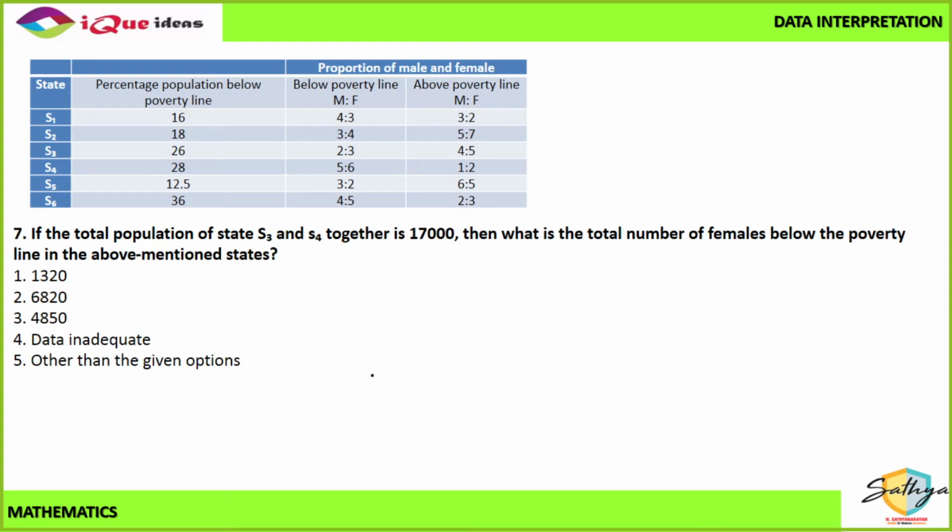Now, if the total population of S3 and S4 is 17,000, then what is the total number of females below the poverty line in these two states? S3 and S4 together have 17,000 people. How many females are below poverty line in S3 and S4?